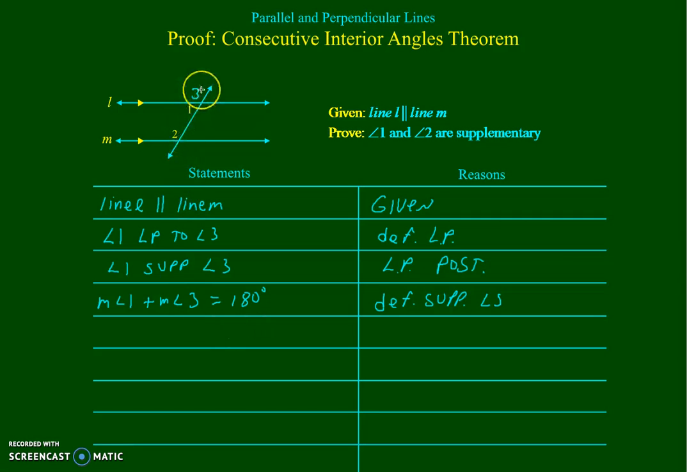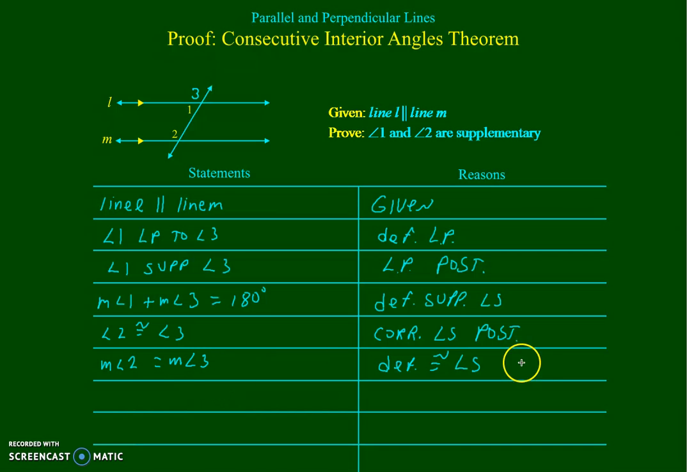So we're going to say angle 2 is congruent to angle 3, and the reason is going to be the corresponding angles postulate. So our next logical step is, what does this tell us? Well, if angle 2 is congruent to angle 3, then we know that the measure of angle 2 is equal to the measure of angle 3, because of the definition of congruent angles.